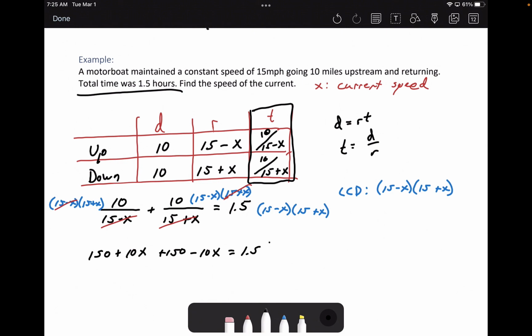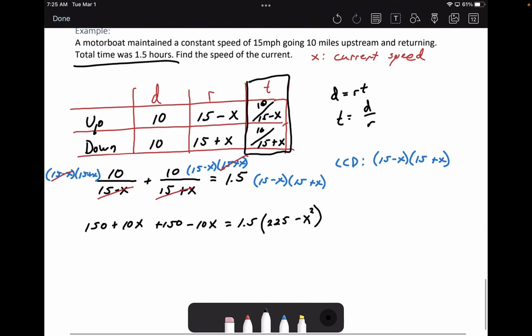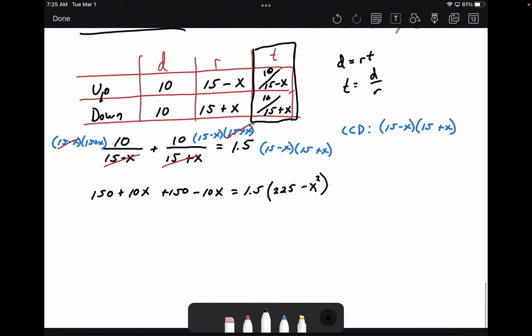I'll leave 1.5 for now and distribute the binomial. 15 times 15 is 225. Then we get 15x minus 15x, those cancel, minus x squared. Combining like terms on the left, we get 300. The 10x's cancel. Now we can distribute the 1.5 to get 337.5 minus 1.5 x squared.